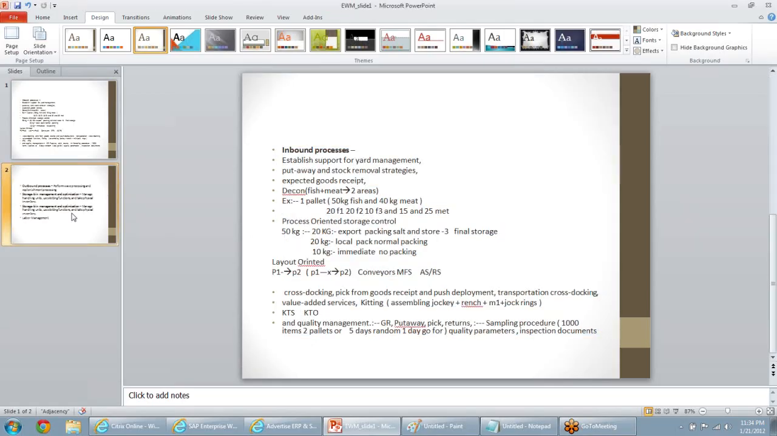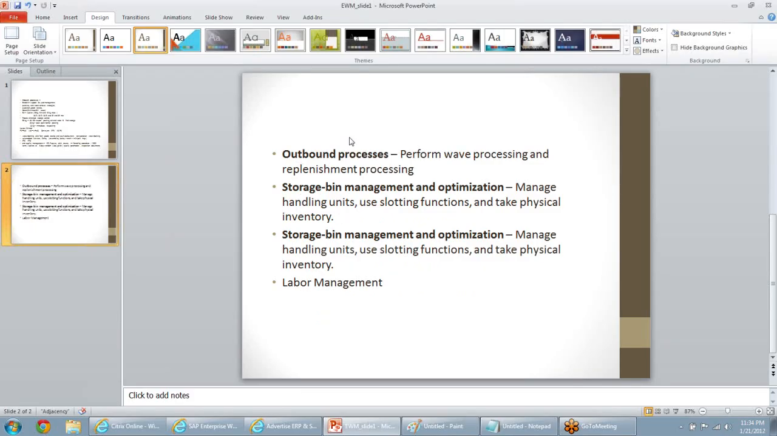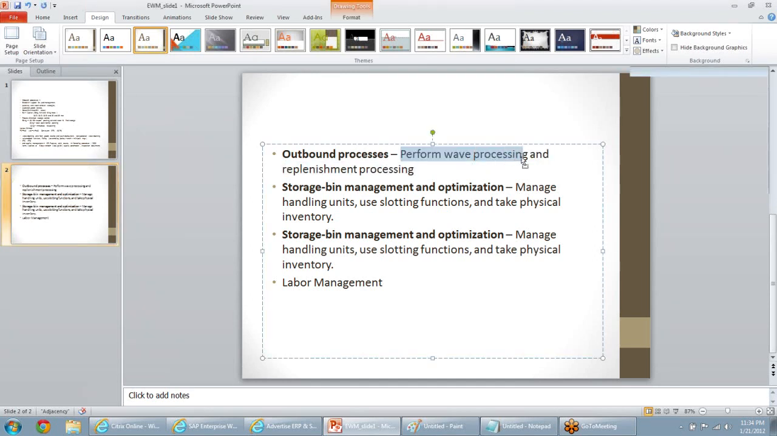Now, apart from that, the outbound side. On the outbound side, it is simple: I got a customer order, I go to my warehouse, and then I pick it up also. There is something called wave processing. In any WMS module, you have something called wave processing.